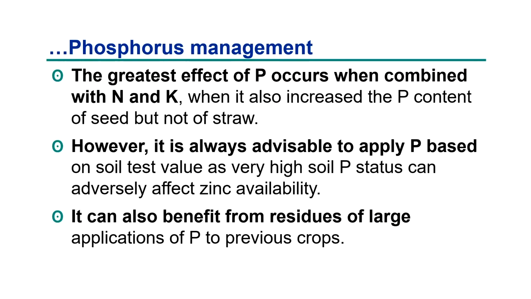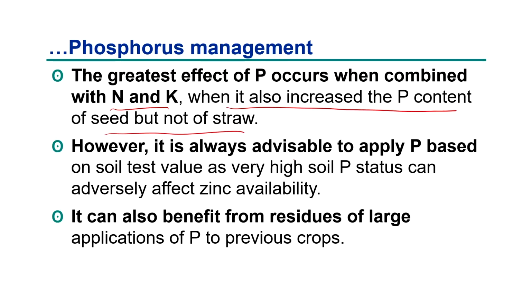Whatever the recommended dose of phosphorus is, that should be applied basally or particularly as a band placement beside the seed. The greatest effect of phosphorus occurs when combined with N and K, nitrogen and potassium, and it also increases the P content of seed but not of straw. So overall, we need to apply nitrogen, phosphorus and potash adequately but in the right proportion.